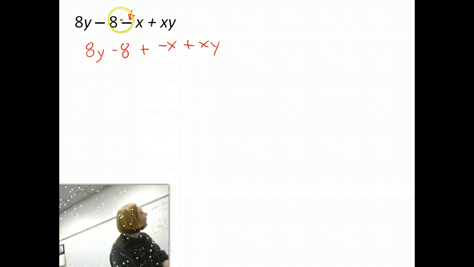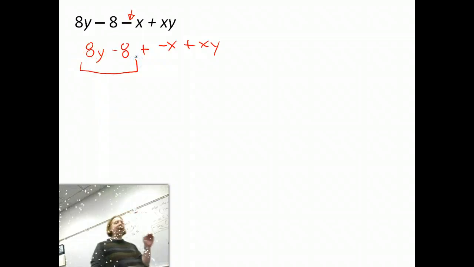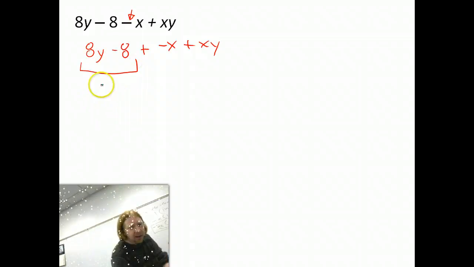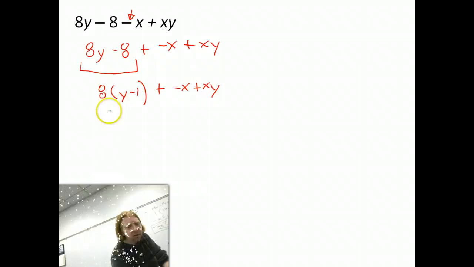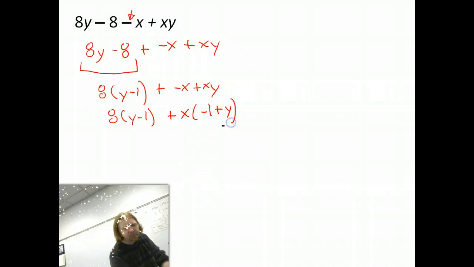So now I can take a look at this thing and say, all right, what can I factor out of the first group? 8y and minus 8. Now the 8's the obvious contender there. Plus negative x plus xy. What about the second group? Pull that x out. So pull out an x, negative 1 plus y.